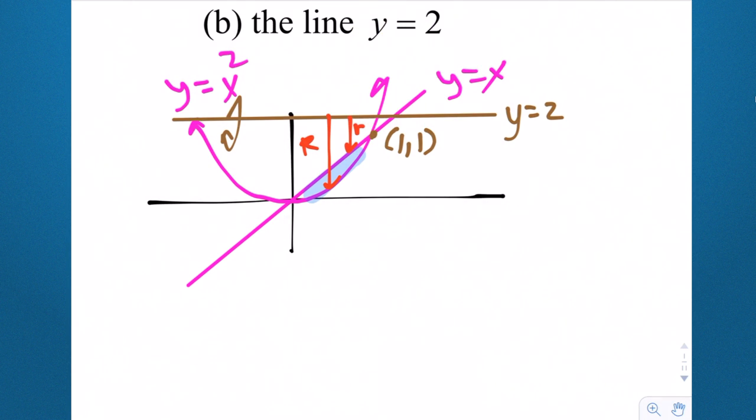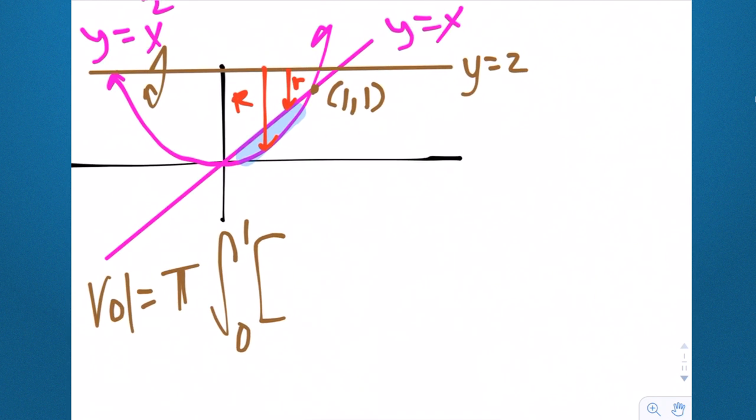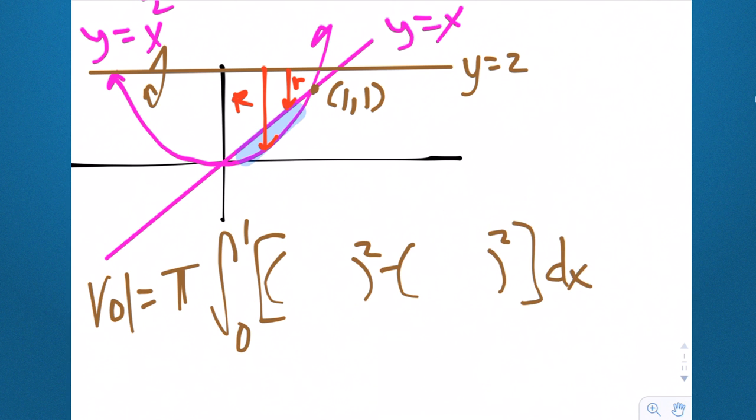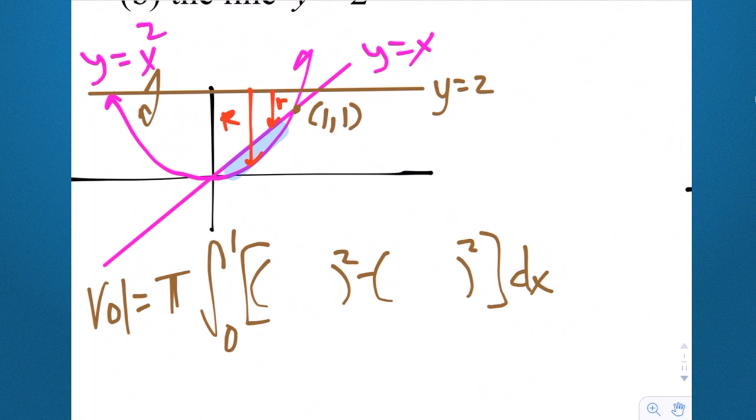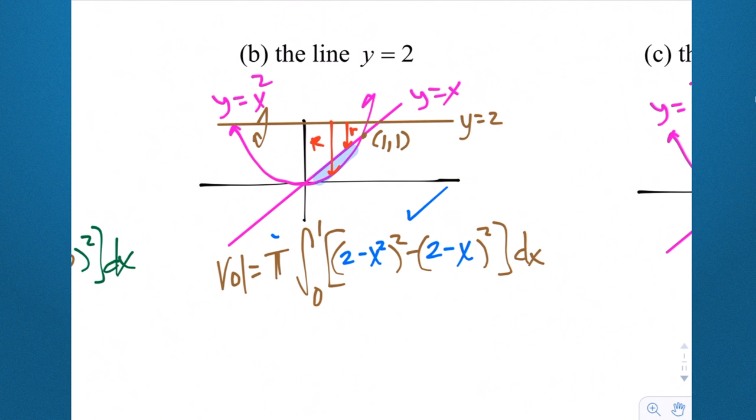So here we go. We got it now. Volume is what goes in front? Pi. The sum of the infinitely thin slices from x equals 0 to x equals 1. Beefy brown bracket. Big R squared minus little r squared. Close beefy bracket dx. And then we come back with blue. What is big R? Top minus bottom. Axis minus curve. 2 minus x squared, quantity squared. And then little r, 2 minus x. Yeah. There it is. Check, check.